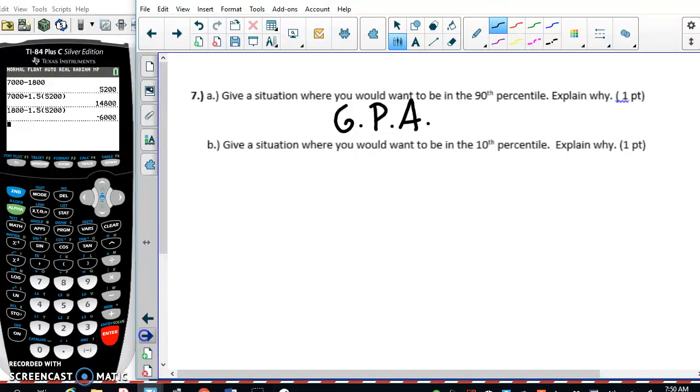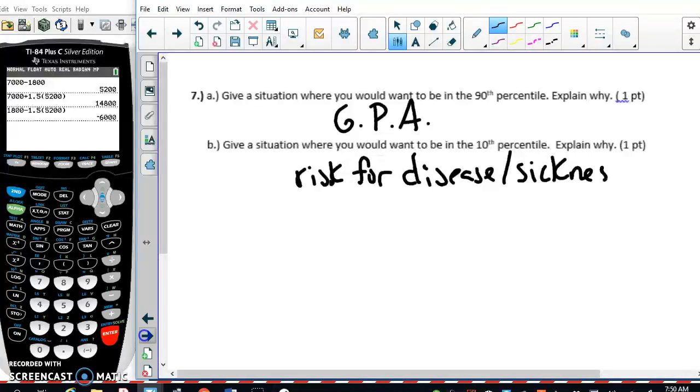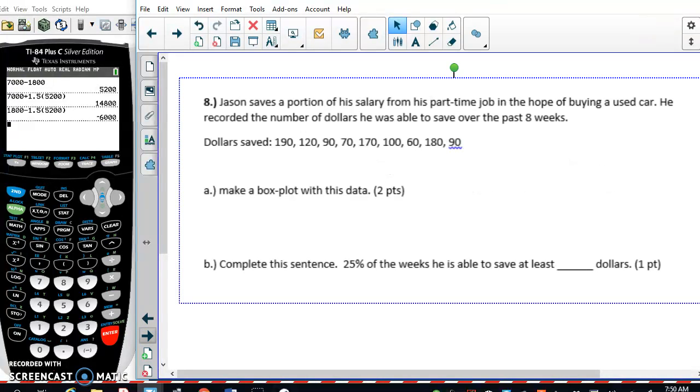Again, give a situation where you want to be in the 10th percentile, and I would say a lot of students said risk for disease, or some kind of sickness. You don't want to be in a high percentile at risk for that because you don't want to get sick, right? I thought that was a good example a lot of students gave.